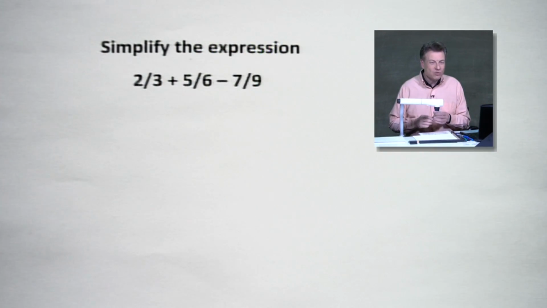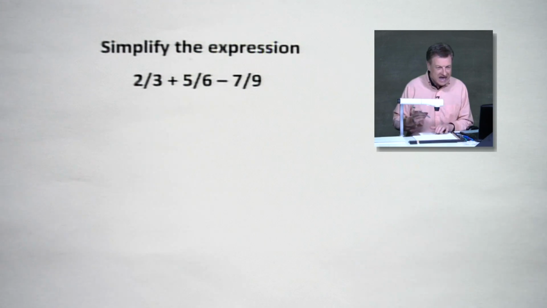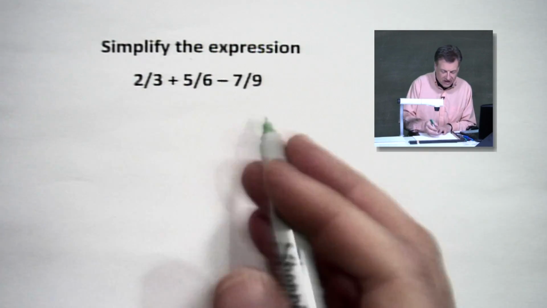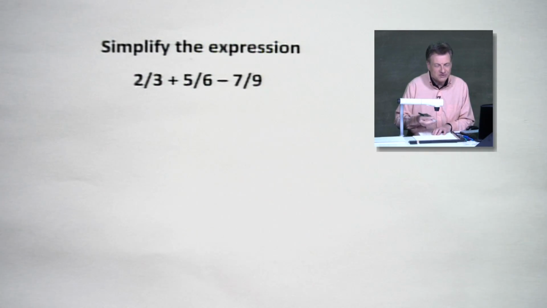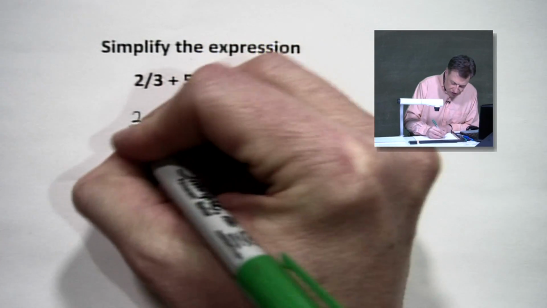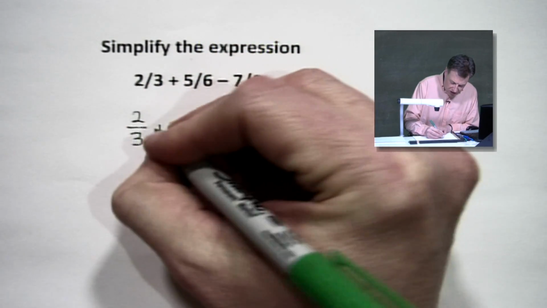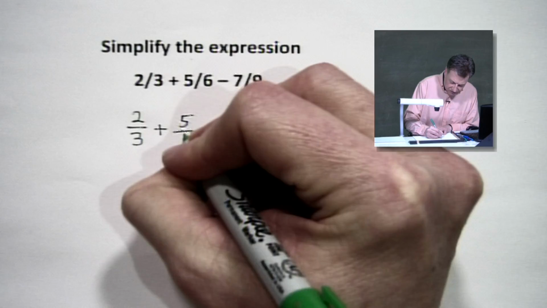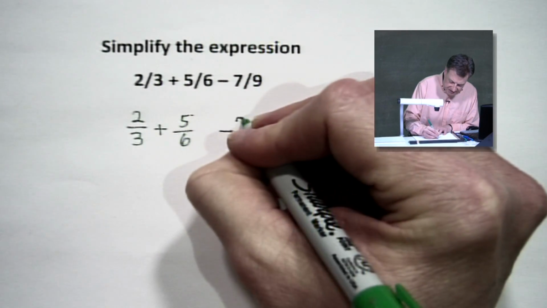Simplify, again, we're going to look for how to add these fractions and subtract them because the rule's kind of the same, all right? And in this case, we're going to go left to right on it since that's what we do when we add and subtract. So let's pick up 2/3 plus 5/6 minus 7/9.